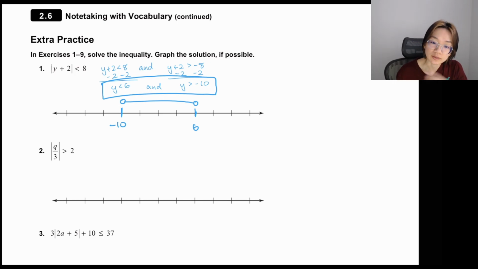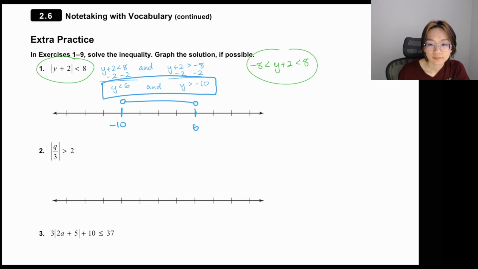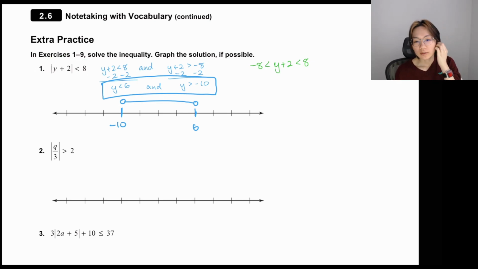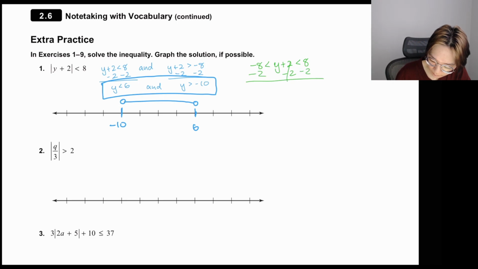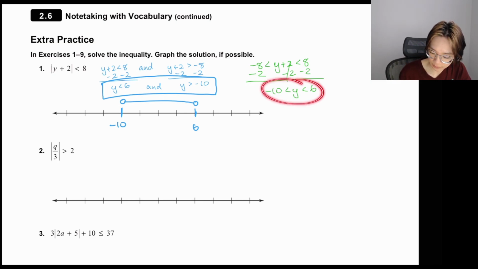Small little detail you might notice when we split this into ands, we know this to be true, of having these, it's the same thing as if it was written like this. This is the same thing as this. And then from there, you could still do the quick little tricks that I showed you last time of just subtracting 2 from everything. Negative 10 less than y which is less than 6. And then this answer is the same thing as this answer.